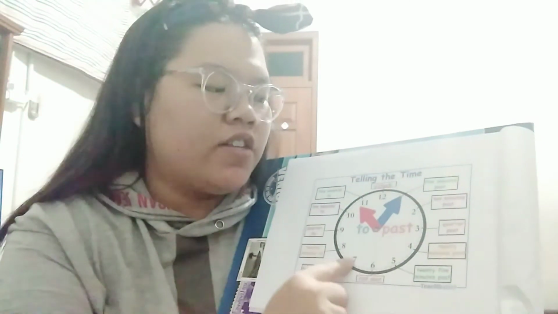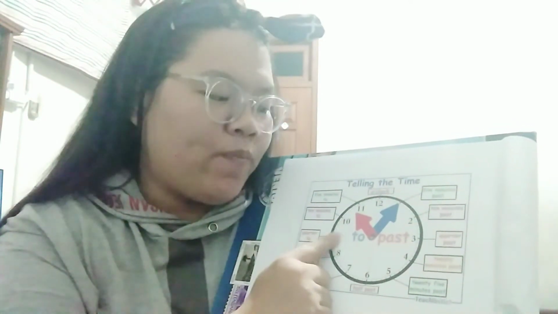So, what is the difference between this? The difference is only past and to. So, when you want to tell the time, first you need to look at the long hand, whether it is on the right or on the left. Now, I'm going to tell you how to say the hour.